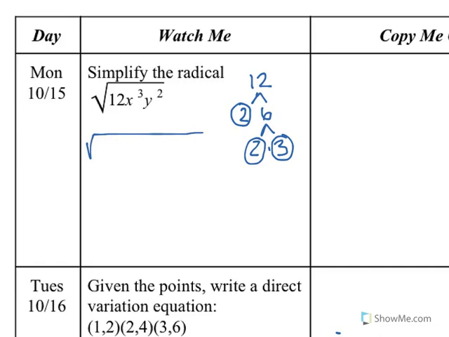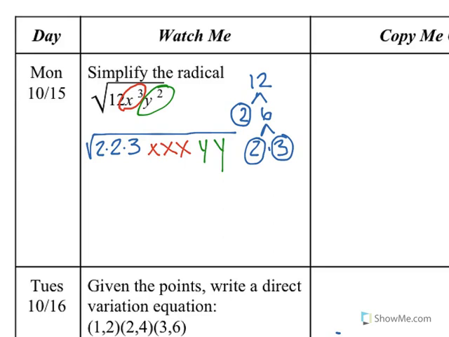So inside the radical, I'm going to rewrite 12 as 2 times 2 times 3. And we can do that because 2 times 2 is 4, times 3 is 12. Now we have x to the third, and because we have x to the third, that means we have 3 x's. And then we have y squared, which means we have 2 y's.